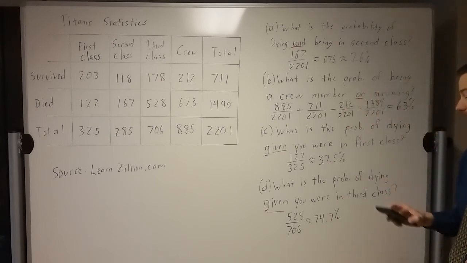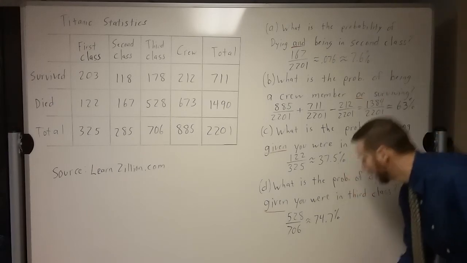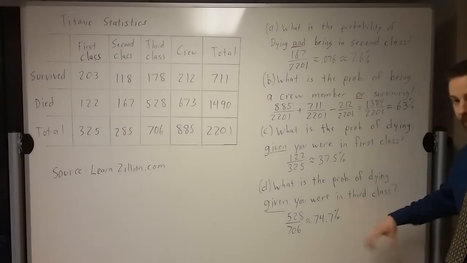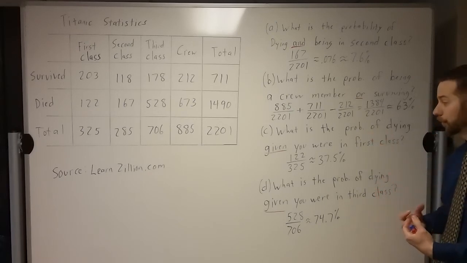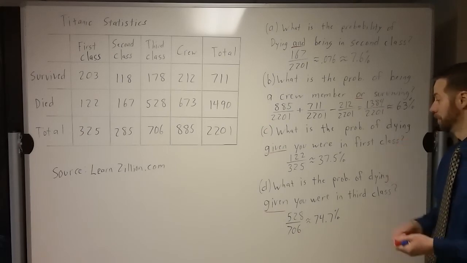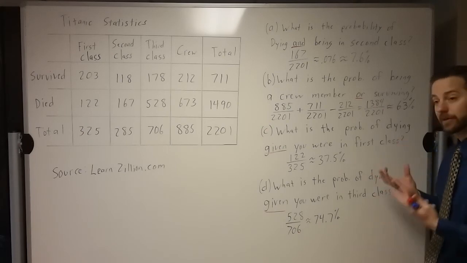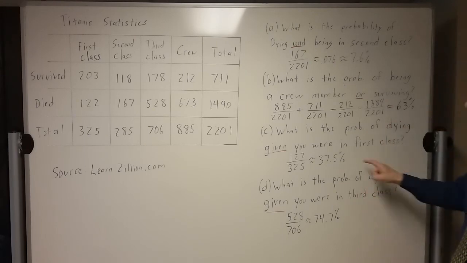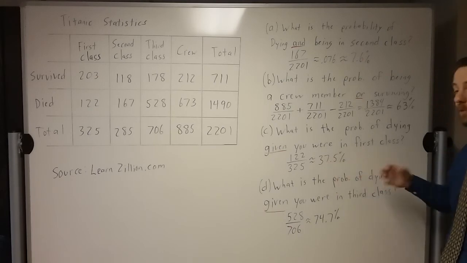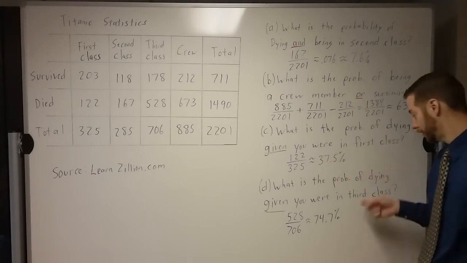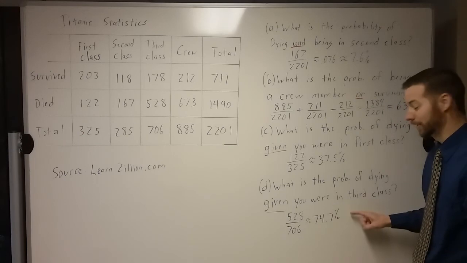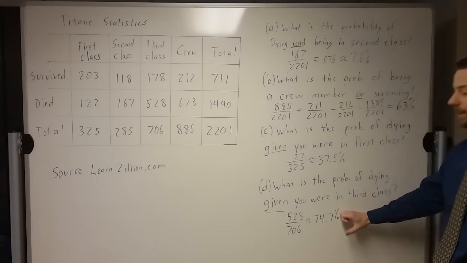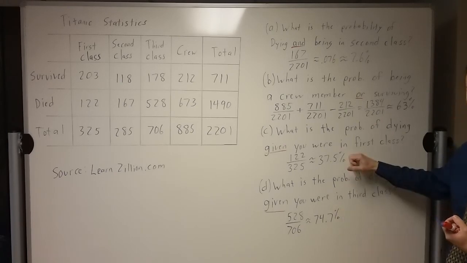So since these are the stats from the actual Titanic, here's my question. Did it actually matter if you were in first class or third class? Did your chances of survival or chances of dying really matter? Did the class you were in have an impact on your chances of survival? Well, if you were in first class, you had a 37.5% chance of dying. If you were in third class, you had a 74.7% chance of dying. Much higher chance of dying on the Titanic if you were in third class than you were in first class.